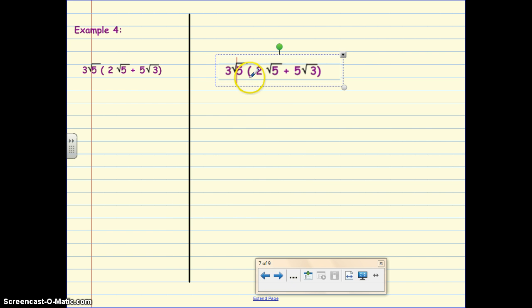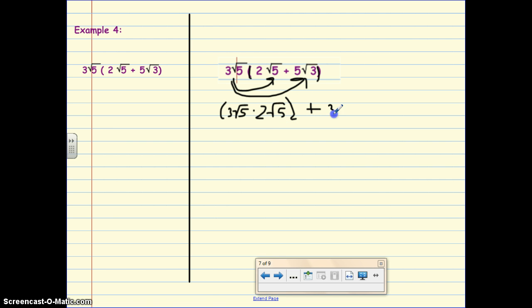All right, and our final example for today is one where we have a number multiplied by a grouping. Remember, when we have a number multiplied by a grouping, we use the distributive property. So we can rewrite this as 3 square root of 5 times 2 square root of 5, plus 3 square root of 5 times 5 square root of 3.